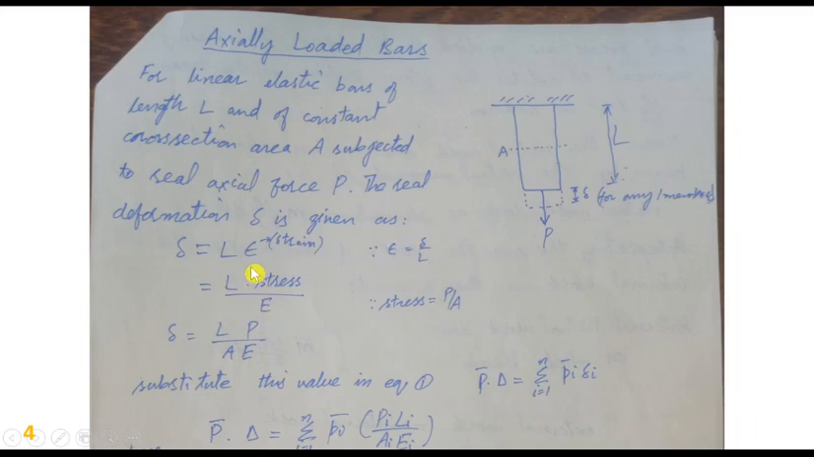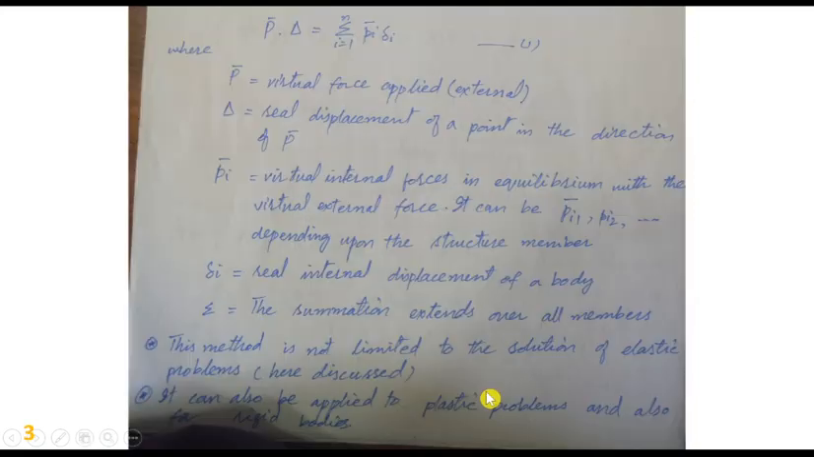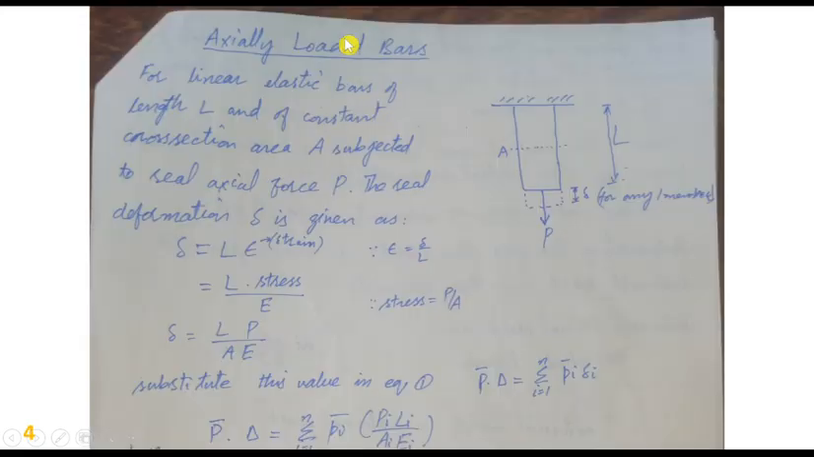So from here, instead of strain, by Hooke's law we can put stress over E, and stress is equal to P over A. So we can put the value here. Delta will be equal to LP over AE. Substitute the value in equation 1. This was equation 1. When you put the value here, P bar into delta is equal to summation i from 1 to n of Pi bar into delta i.